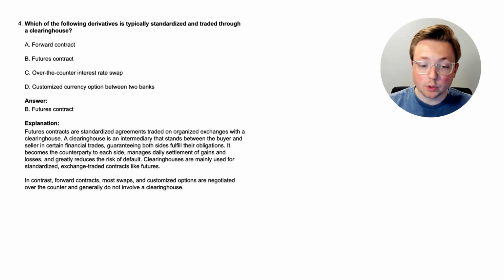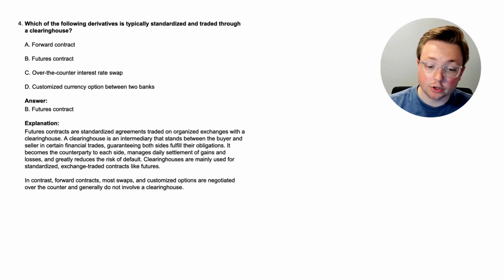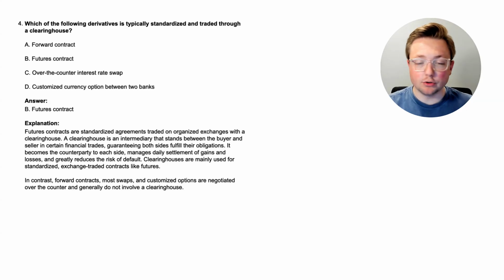In contrast, forward contracts, most swaps, and customized options are negotiated over the counter and generally do not involve a clearinghouse. They usually don't have a middleman. So again, futures contracts typically have that middleman, which is the clearinghouse. The other ones don't. Now let's go to the next question.